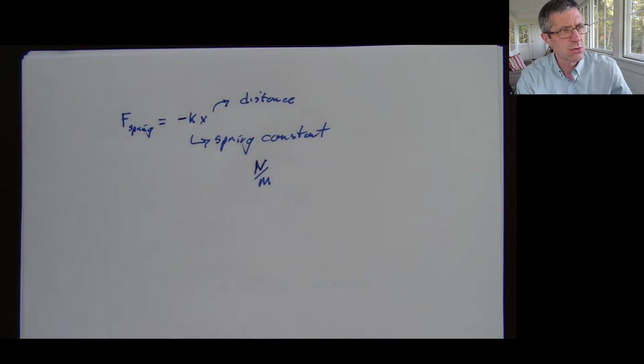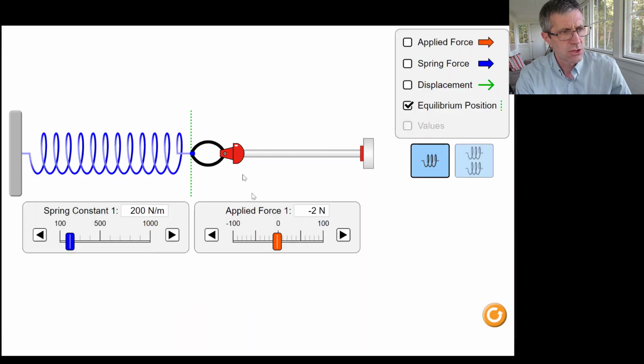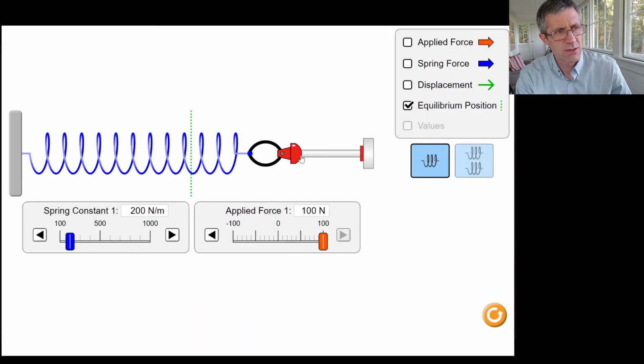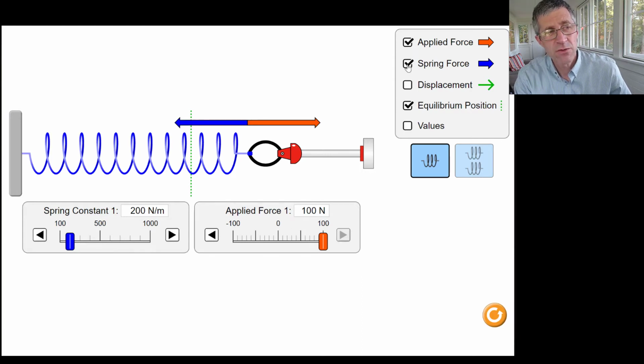And we can show what this looks like on this little simulation, right? So if I drag this out to here, now I'm applying 100 newtons. This is the force that I'm applying, or my external force. What we calculate is the force that's coming from the spring. And like any contact point, those two forces are going to be balanced. So the force that I apply is equal and opposite to the force that the spring is providing in the opposite direction, right?